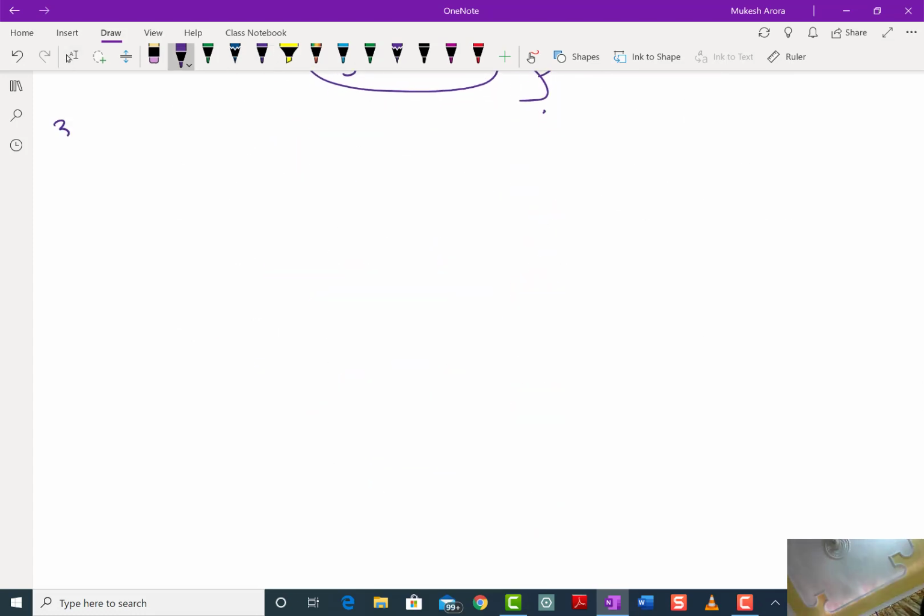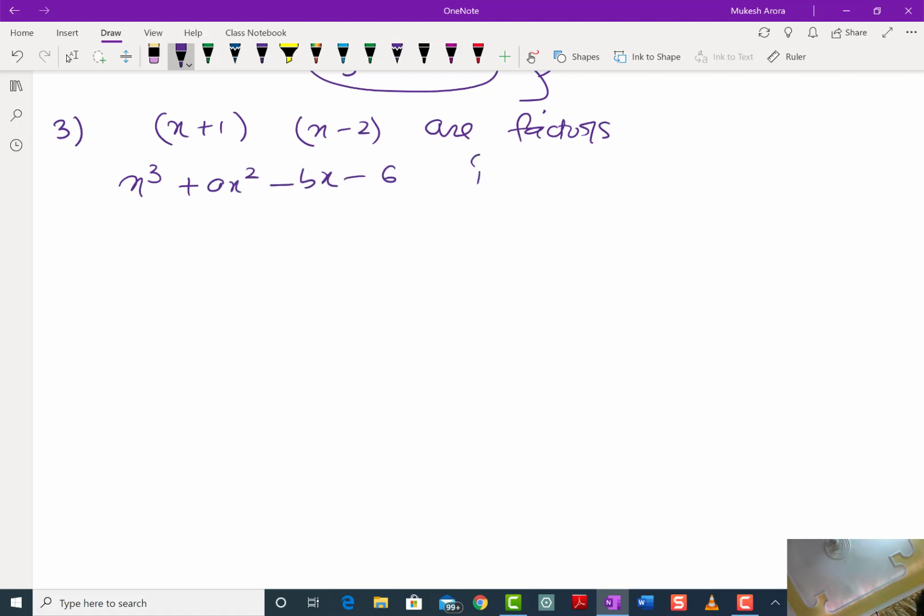Let's do one more sum. x plus 1 and x minus 2 are factors of x cube plus ax square minus bx minus 6. Find the value of a and b.